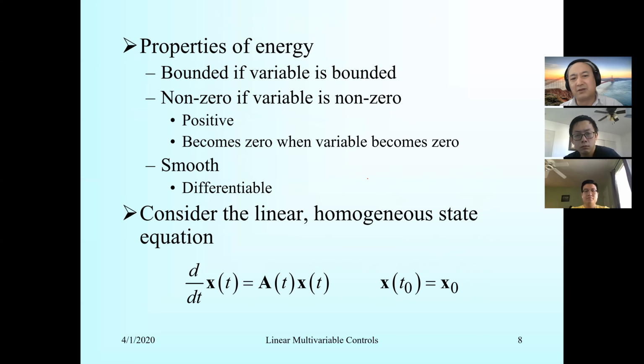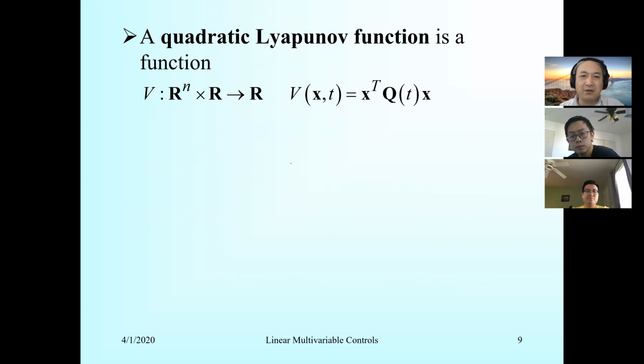So now let's talk about the LTV system without control. It's called the homogeneous state equation without external control. So the quadratic Lyapunov function is a function from Rn to R, meaning this is a scalar. This is a scalar. It's an indicator of energy. V is an indicator of energy.